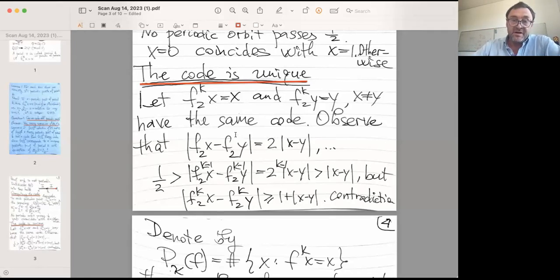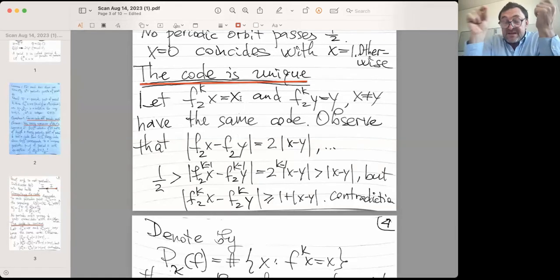non-linear situation. So if we have two periodic orbits of period K, which have the same code, then you could actually observe that it's not possible with our procedure, because if x and y are different, then every time you iterate them, the distance between them doubles. But we also know that they have the same code. It means as we iterate, they always land inside of the same interval.